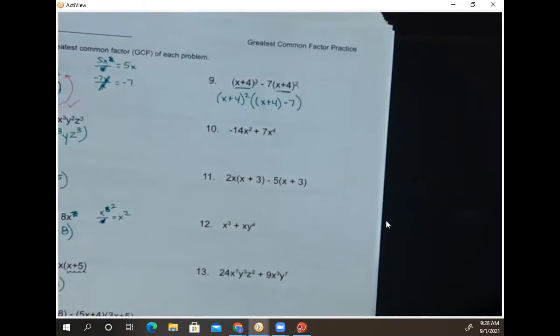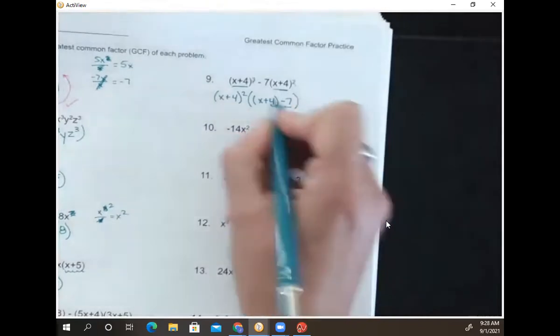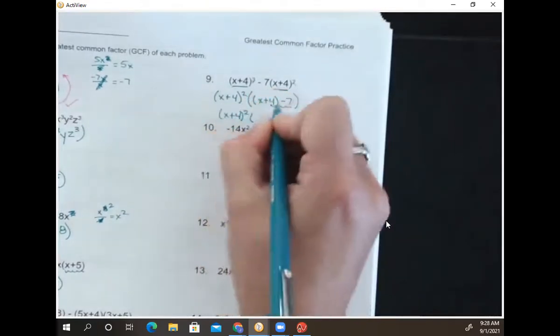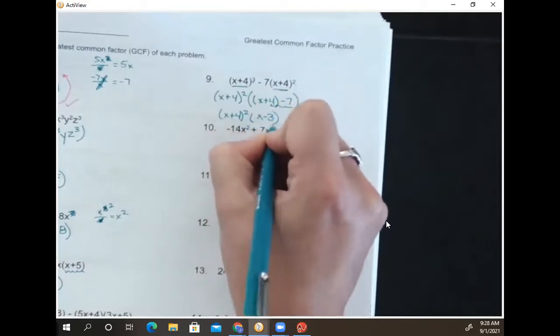Since I had exponents here, I can take out whatever term has the smallest amount of them. That's how many I can take out. And then on this guy, again, we can combine our like terms. This would be x plus 4 squared times x minus 3.